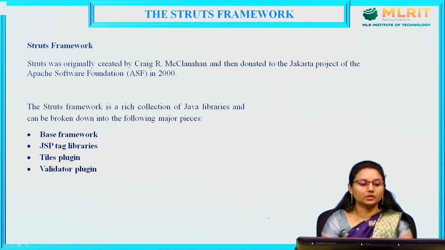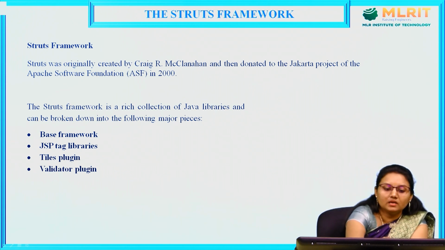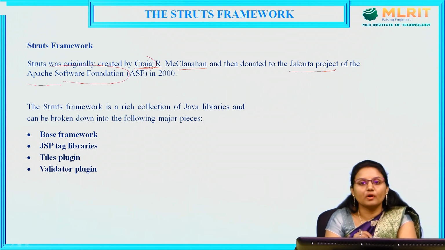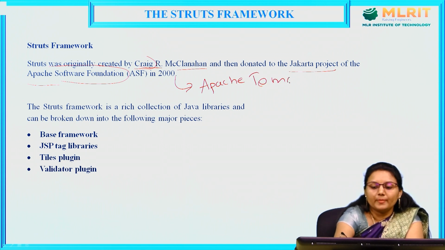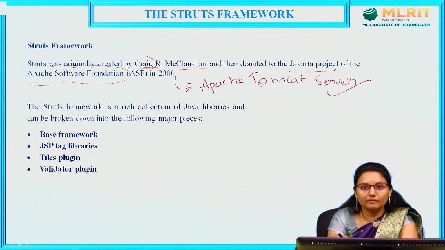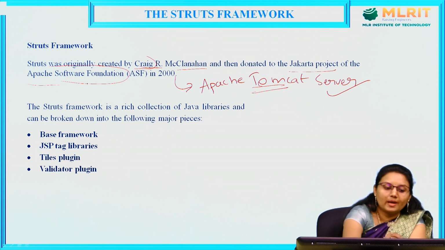What is a Struts framework? It was originally created by Craig R. McClanahan, and then donated as a Jakarta project to whom? The Apache Software Foundation. What is ASF? ASF is the Apache Software Foundation, which gives you the server named Apache Tomcat server. What does this Apache Tomcat server do? This is the server where the servlets or your JSPs can be run. It is just a server. So who is giving this server? The Apache Software Foundation, that is ASF, is giving you this software.